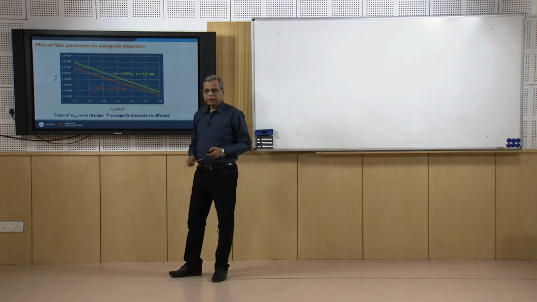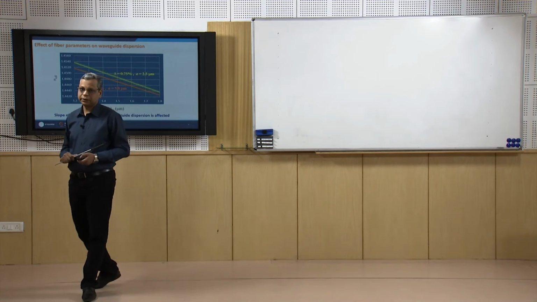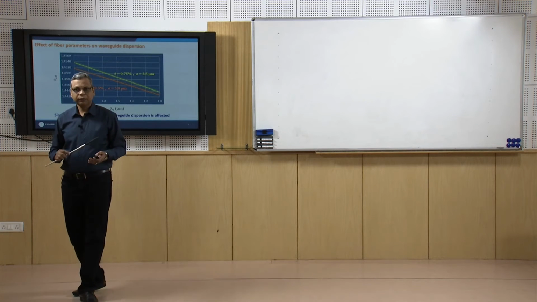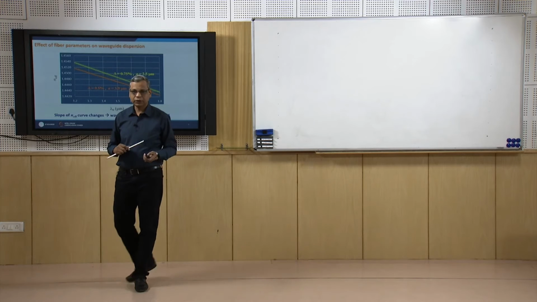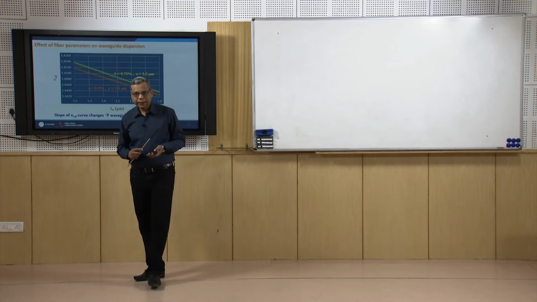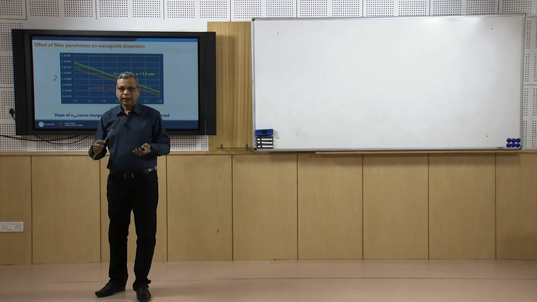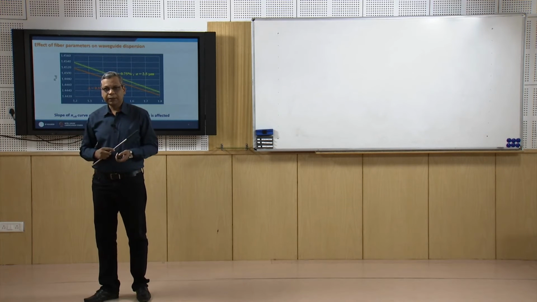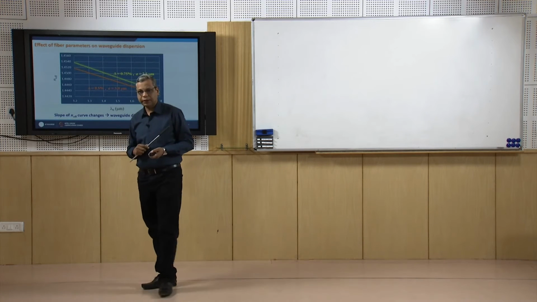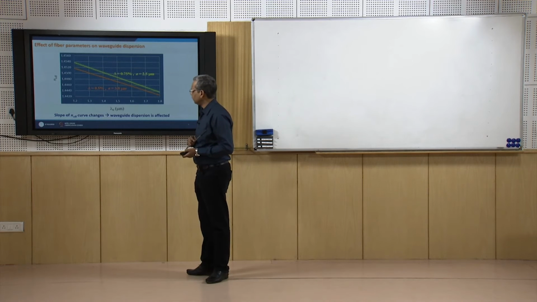Now, this waveguide dispersion depends upon various waveguide parameters, because it is purely due to the wavelength dependence of the propagation constant of the mode. Now, if my fiber is such that beta depends upon lambda, and if I change the fiber parameters, this dependence of beta on lambda can change, or the dependence of n effective on lambda gets changed, then the dispersion will be different.